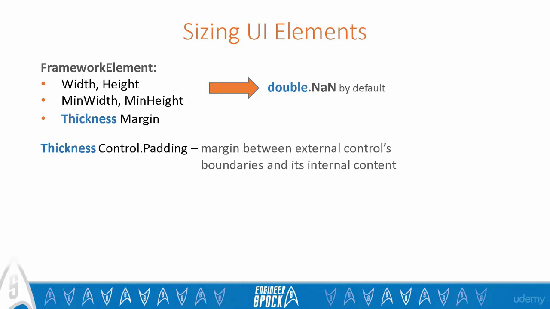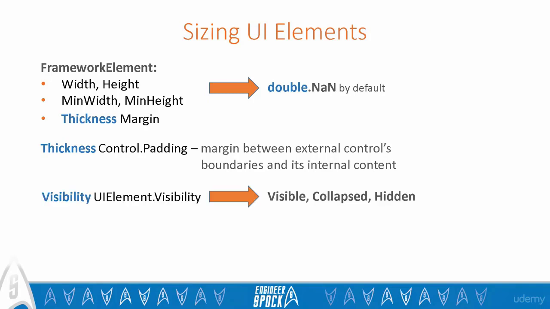The Padding property is exposed by the Control class. It's also of type Thickness. Padding is the same concept as margin. The only difference is that padding defines the space between borders of the element and its inner content. The Visibility type is exposed by the UIElement class, and it means that all UI elements can be visible, collapsed, or hidden. These 3 values can be assigned to this property. The Visible value does not require any explanation. But what is the difference between Collapsed and Hidden values?